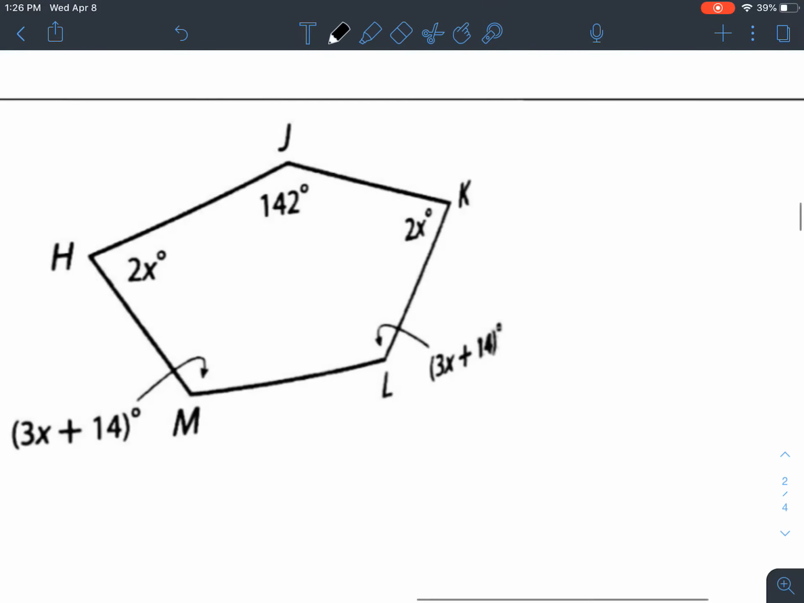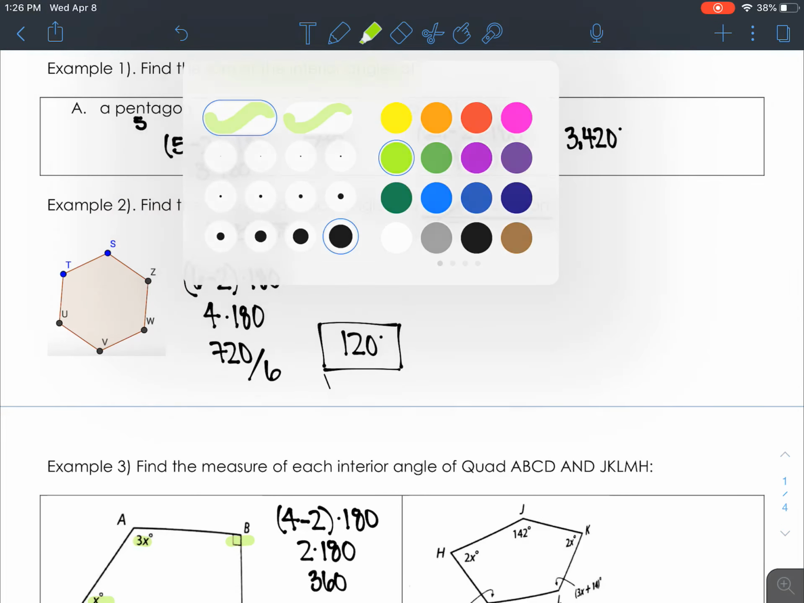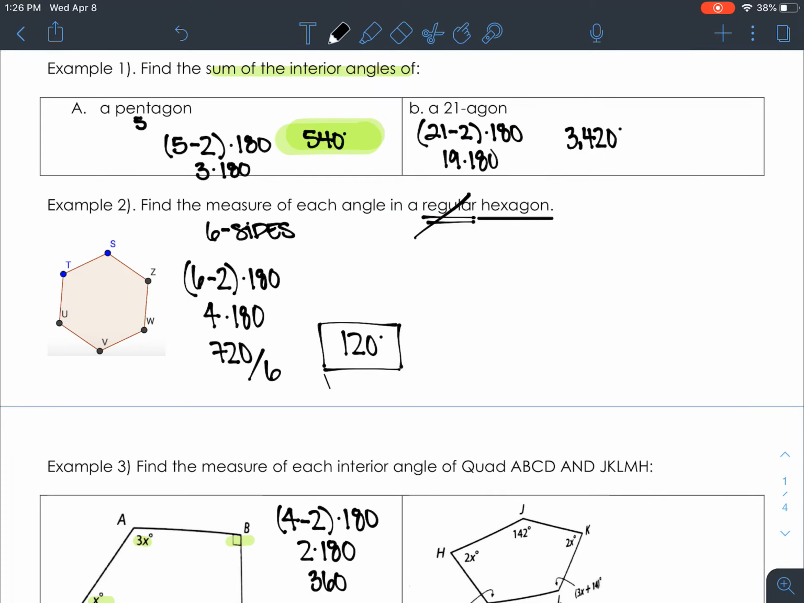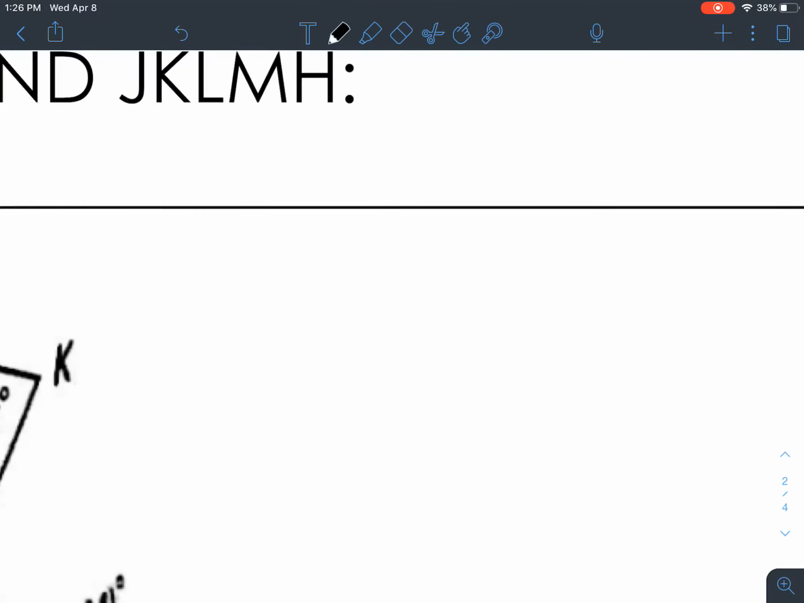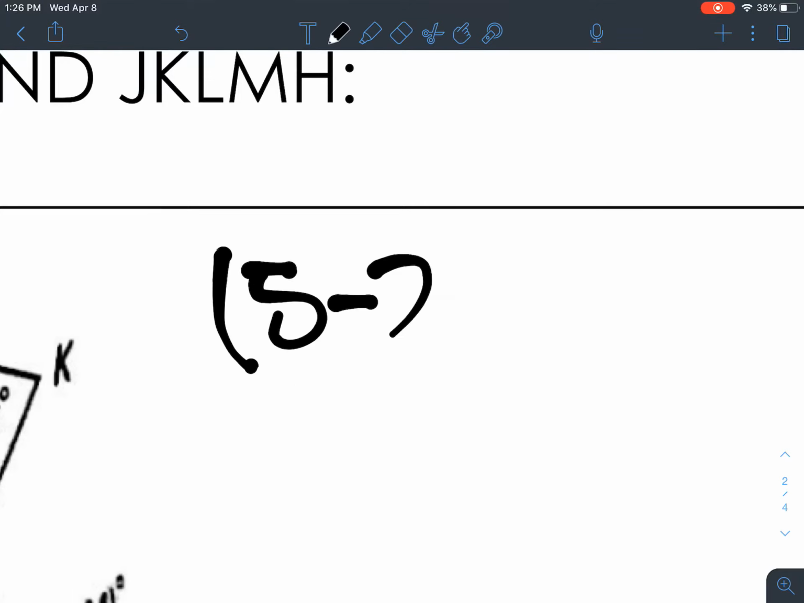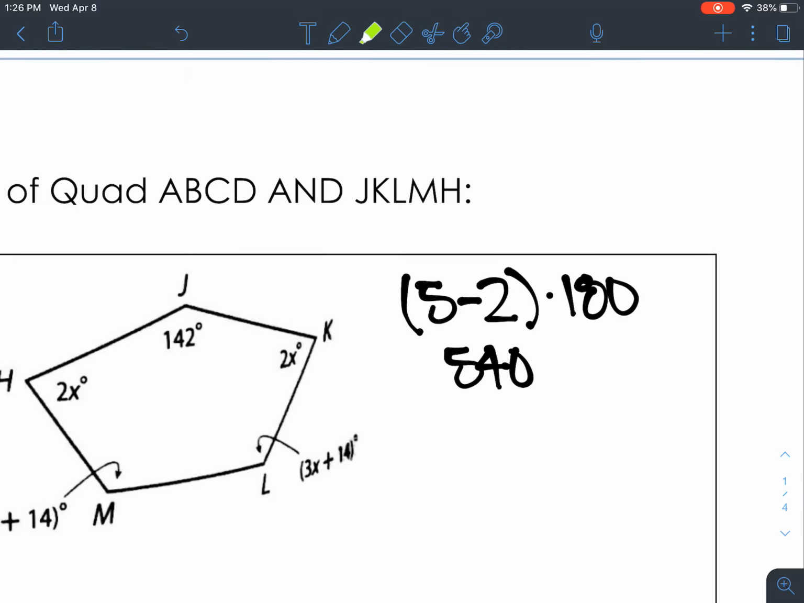Okay, let's look at this one. Now it's a pentagon. If we go up above here, we've already found out that the sum of the angles within a pentagon is 540 degrees. So if you once again did 5 minus 2 times 180, you're going to get 540 degrees for all 5 of those angles. So all 5 of these angles right here have to add up to 540.